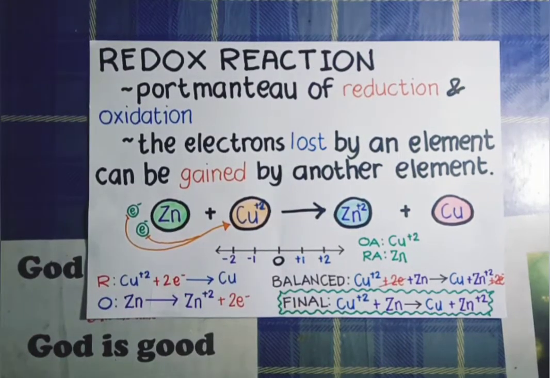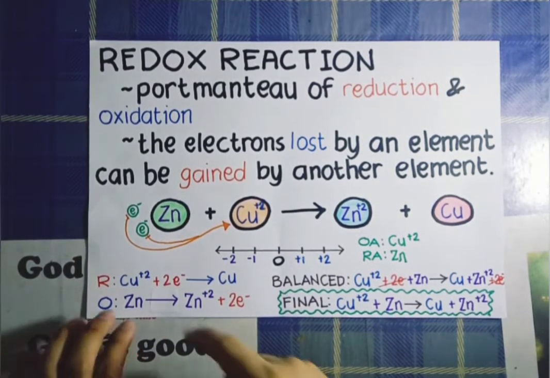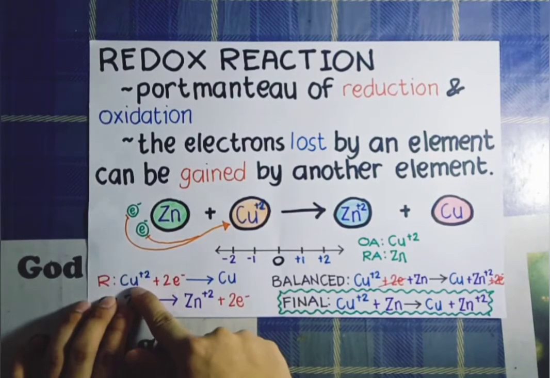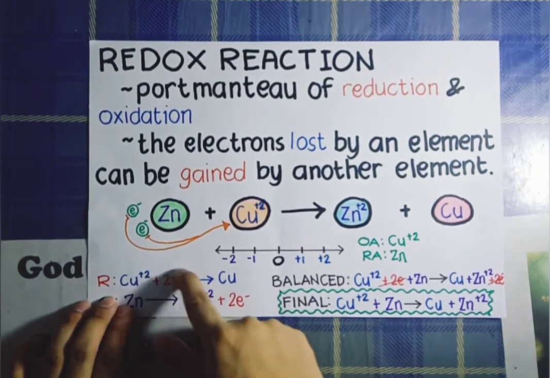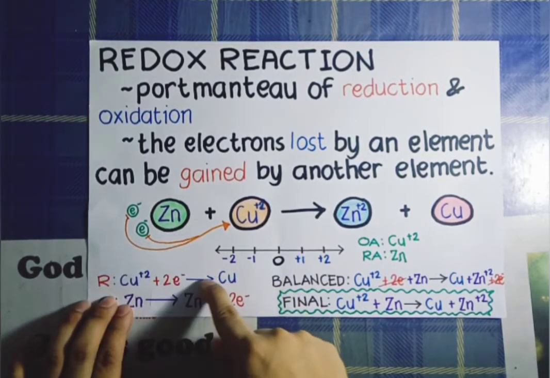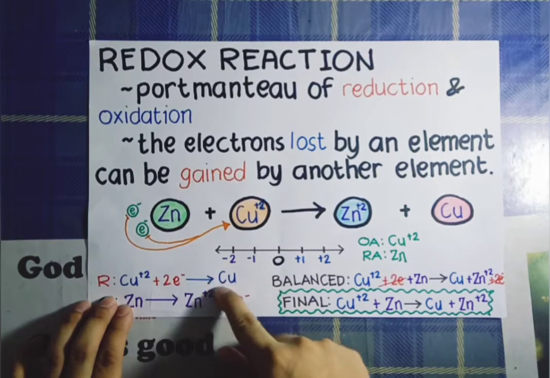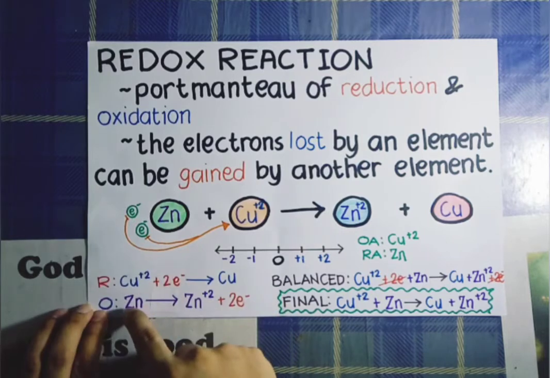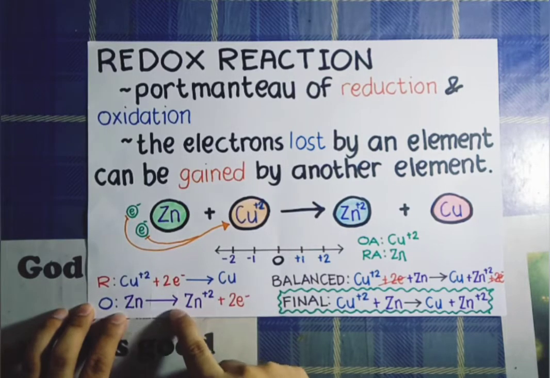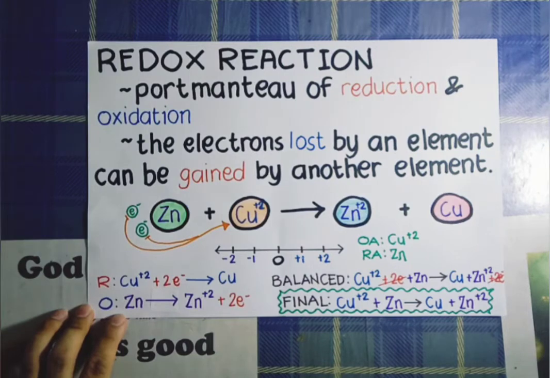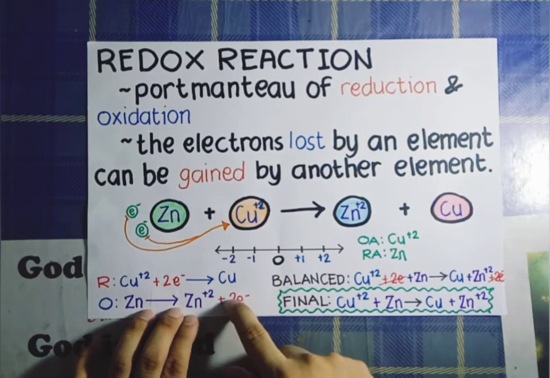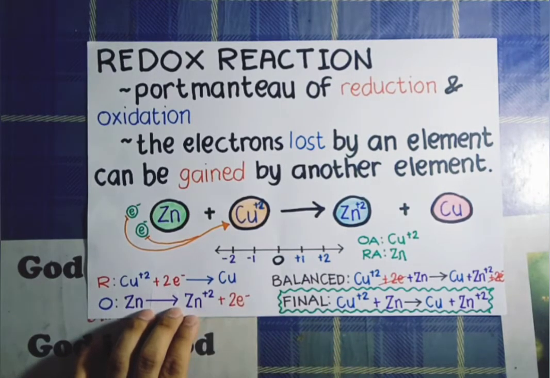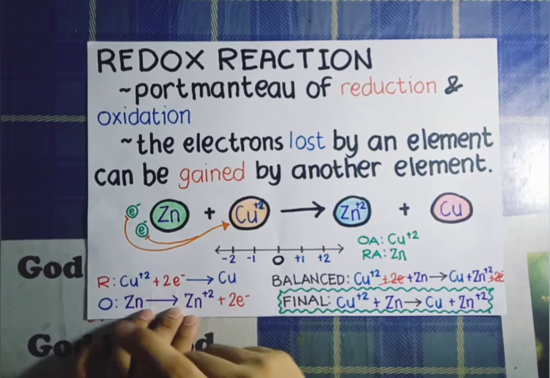If we are going to put it into an equation, for reduction, we have here copper with a charge of positive 2, and it actually gained 2 electrons. Again, these 2 electrons came from the zinc, and it actually turned the copper ion to become copper with no charge at all. For the oxidation, again, the one that is actually oxidized is the zinc, and it actually turned the zinc to become zinc with a charge of positive 2. Now, the 2 electrons lost during the oxidation are actually written at the right side of our equation in oxidation, and the 2 electrons gained during the reduction are actually written at the left side of our equation in reduction.